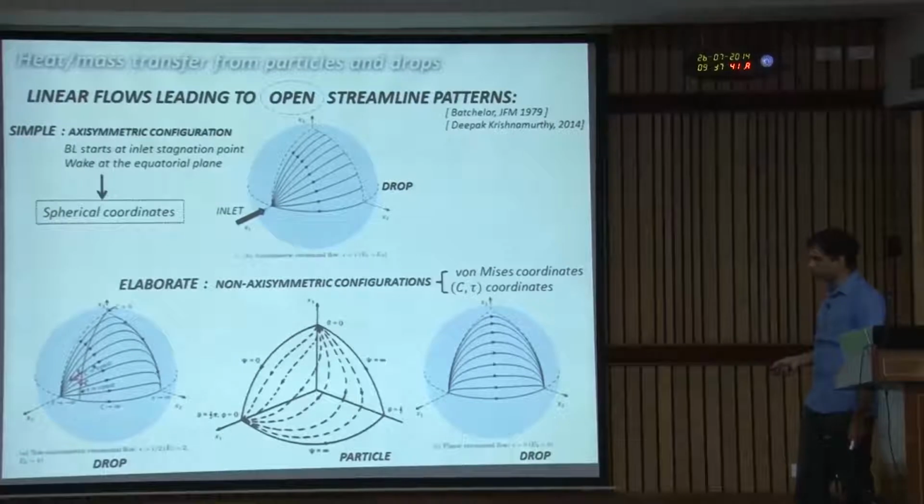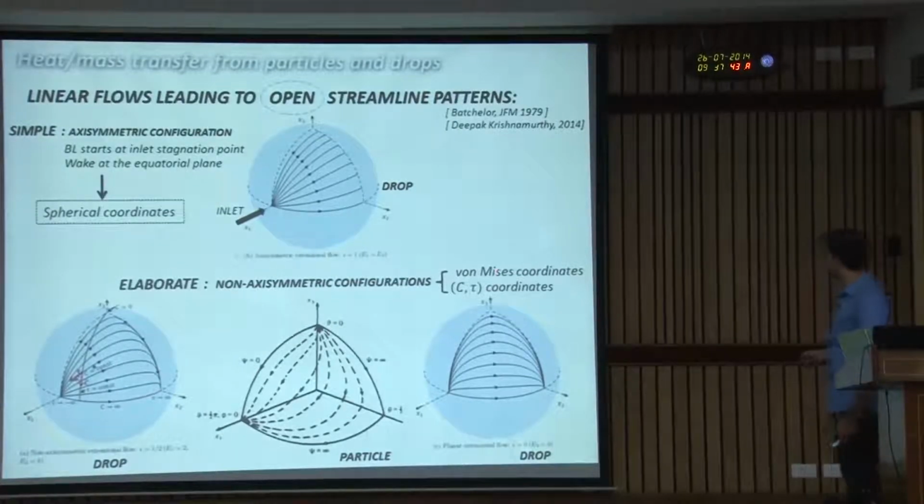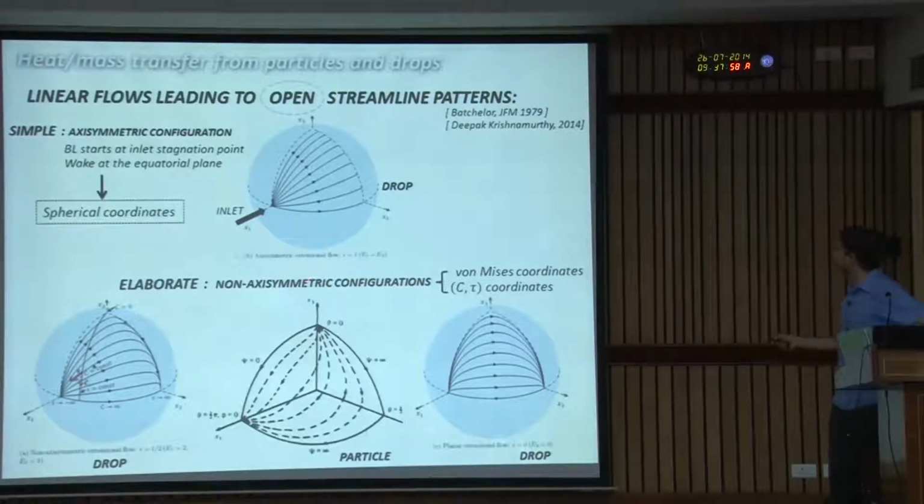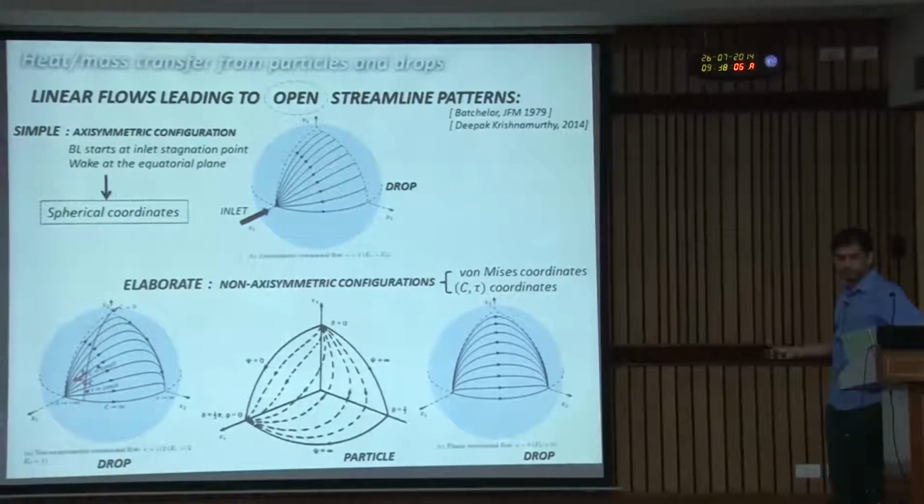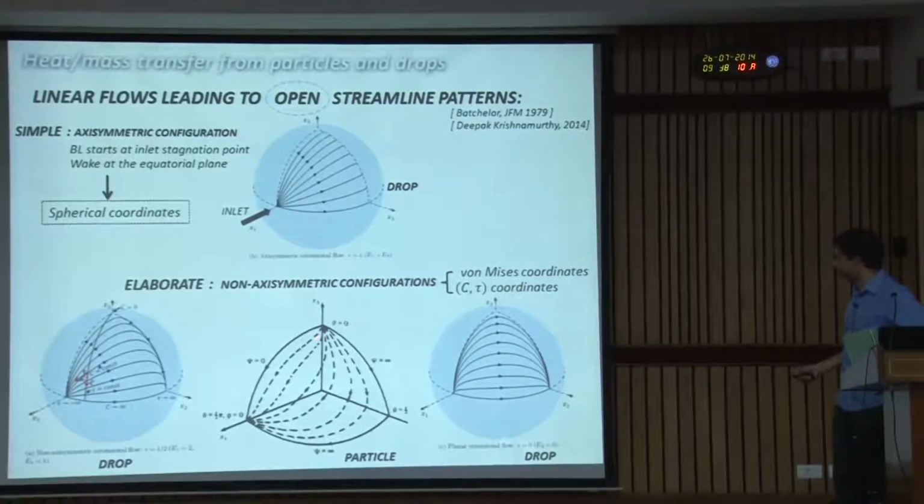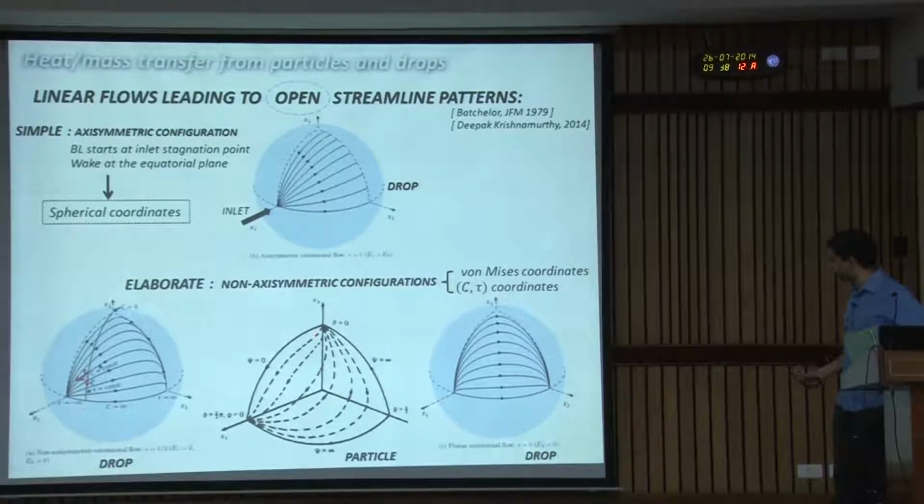So what Batchelor did for this flow was use something called von Mises coordinates. So people who do boundary layer theory might be familiar with this. It's an orthogonal coordinate system with one of its directions aligned along the streamlines. Okay? And you have to do this because here there exists a simple coordinate system, the spherical coordinate system, which has one of its coordinate lines aligned with these streamlines. But here it's more difficult, so you have to actually construct a coordinate system, one of whose coordinate lines is along the surface streamlines. Okay?